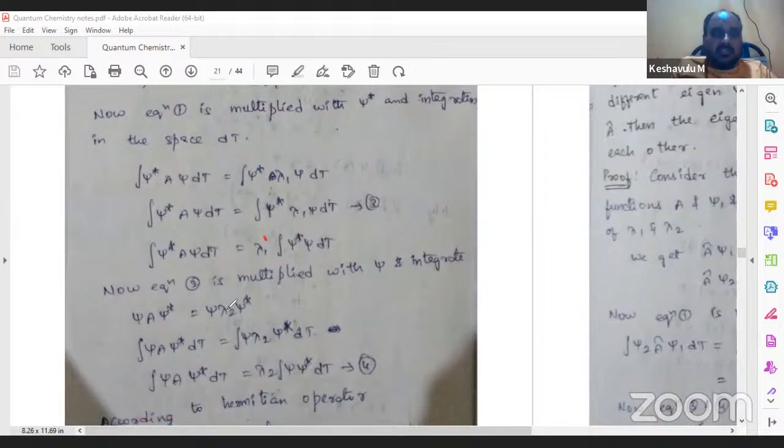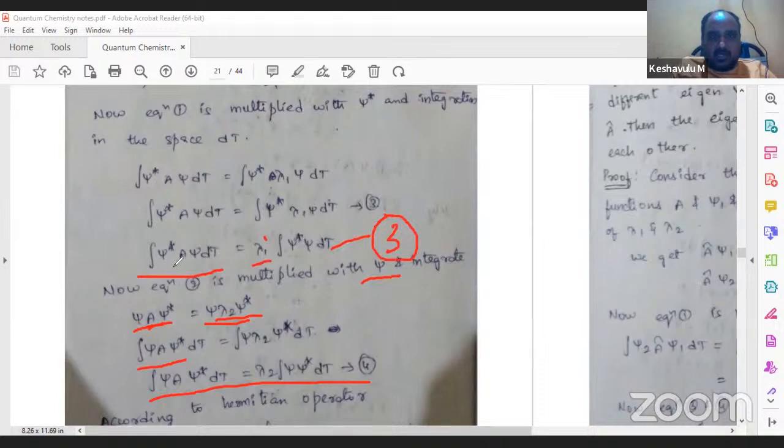Then another, second equation will be there. What is the second equation? This is the second equation: A into psi star is equal to lambda 2 into psi star. But we are going to multiply it with psi and integrate on both sides. Just simply multiply with psi on both sides and integrate. We will get equation number 4. See equation number 3. This is the equation number 3, not the previous one, right? Because this is also the same, but lambda 1 here we wrote on the front side.